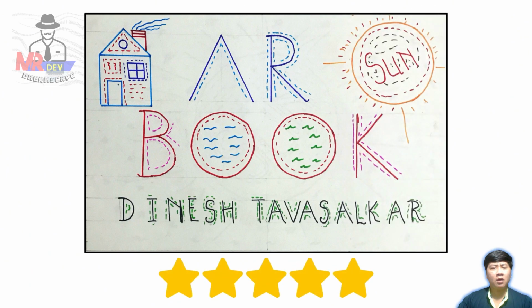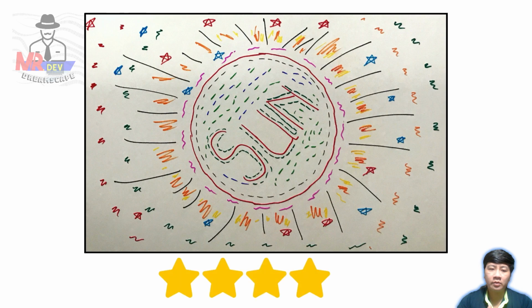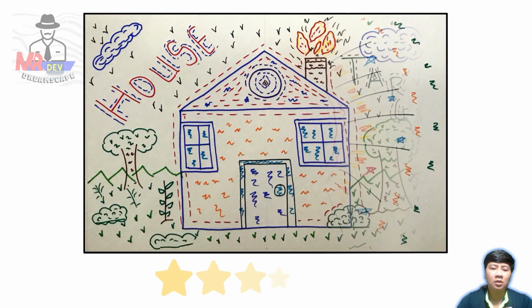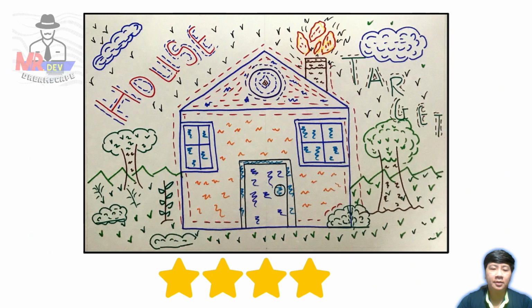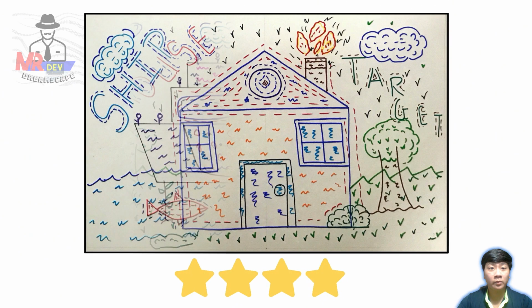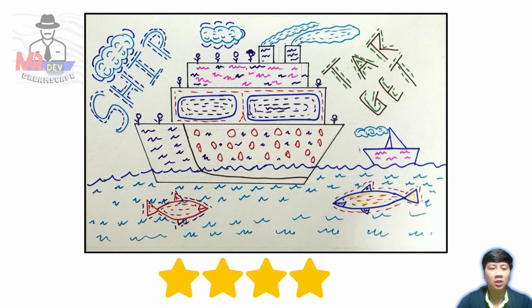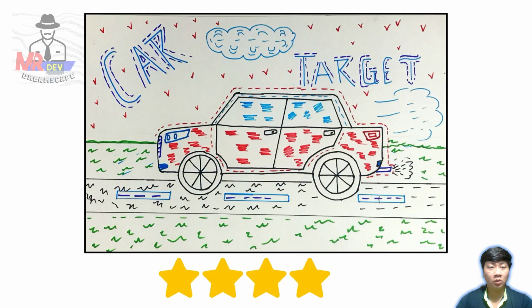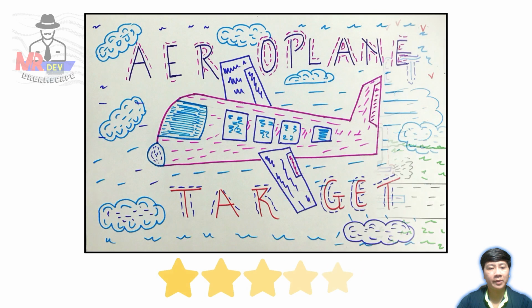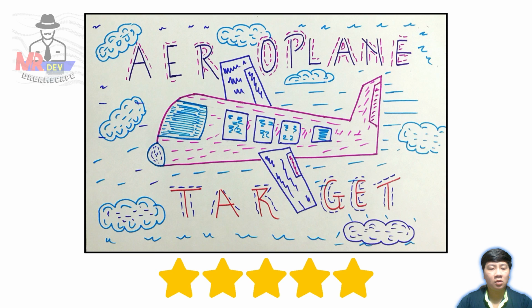The first sketch is of the book cover, which received 5 stars. The second one is of the sun, which received 4 stars. The third sketch is of a house, which also received 4 stars. The fourth one is of a ship, which has 4 stars. The fifth one is of a car, which has 4 stars again. And finally, the sixth image target is of the airplane, which received 5 stars.